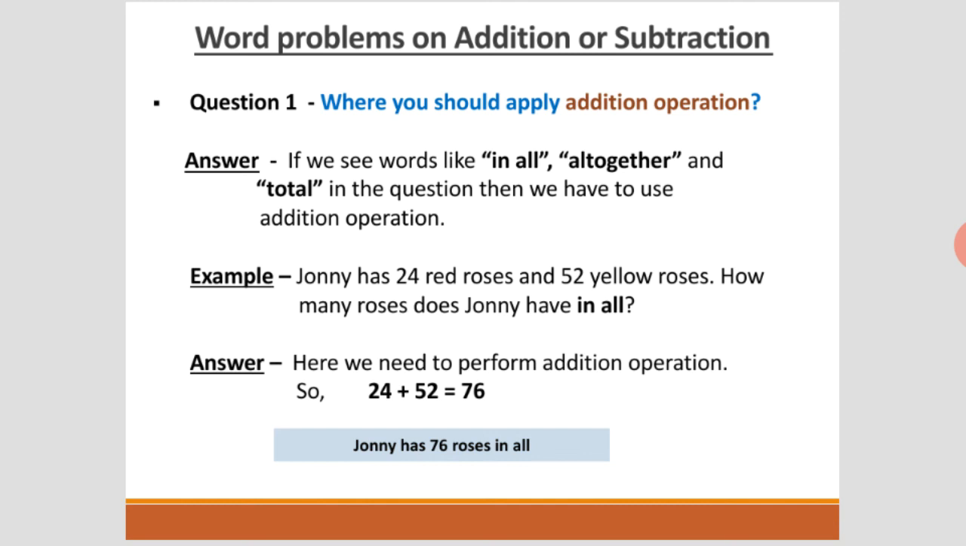The number 24 red roses, 52 yellow roses. Let us find out the sum of the digits 24 plus 52. The sum of the digits 24 plus 52 is equal to 76. Now Johnny has 76 roses in all.